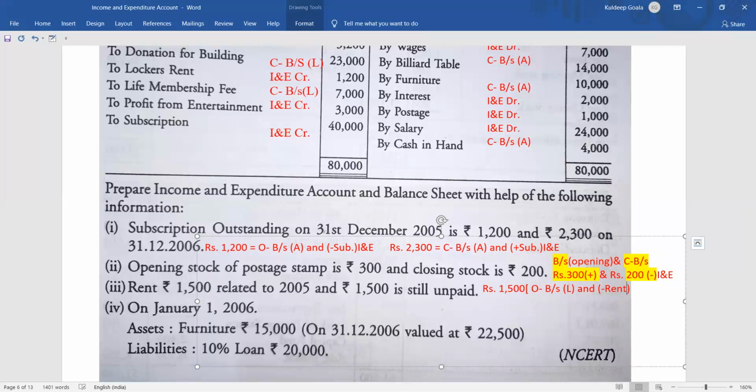Okay, why? Because this rent relates to last year. So if there is no information, that means we have paid it this year, so it will be deducted from the rent in the income and expenditure account. Here, this 1500 rupees. Fine. Now what to do with the remaining?